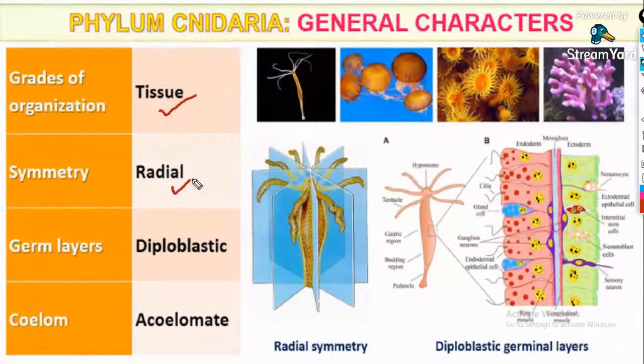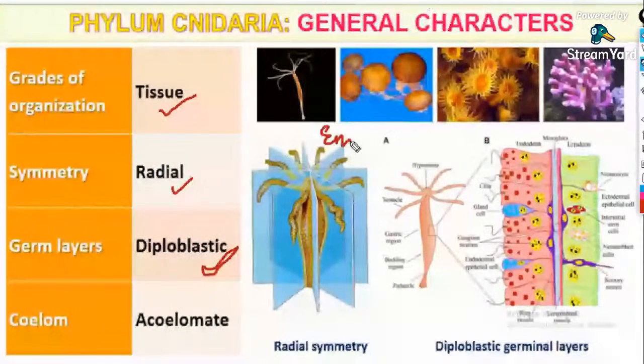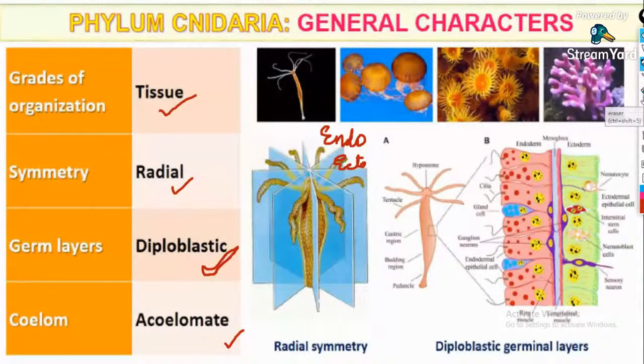It is radially symmetrical, diploblastic. Diploblastic refers to there being two germ layers, that is the endoderm and the ectoderm, and the space between the endoderm and ectoderm is filled by the jelly-like substance called mesoglea. Coelom: they are acoelomate animals, that is, there is no specific body cavity.